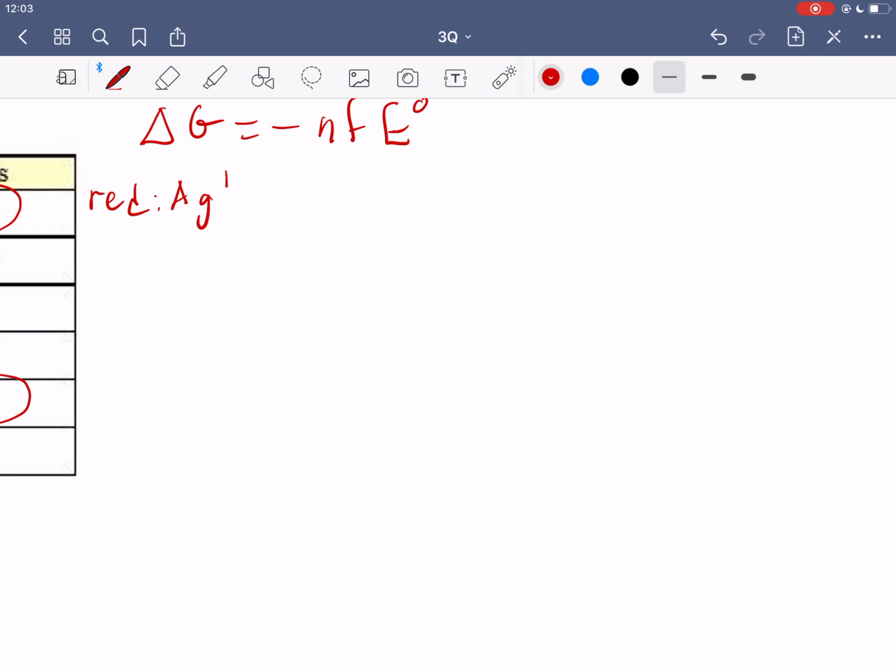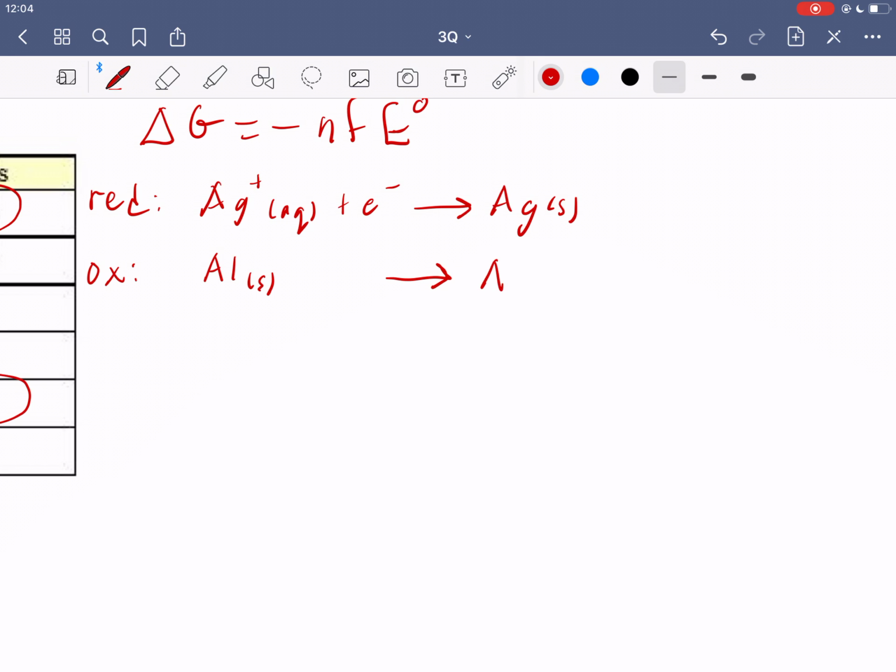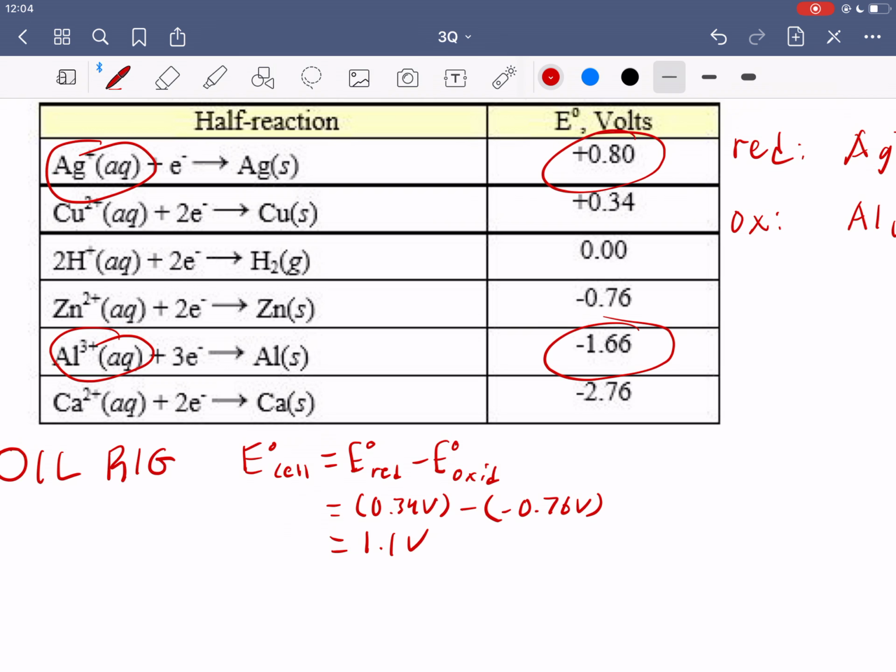Silver. Actually, let me draw it a bit over here. Silver, and I have an electron, and it goes to this thing, and then my oxidation reaction is the aluminum, and it is now losing electrons, Al 3 plus aqueous plus 3 electrons. So I just flipped that half reaction.